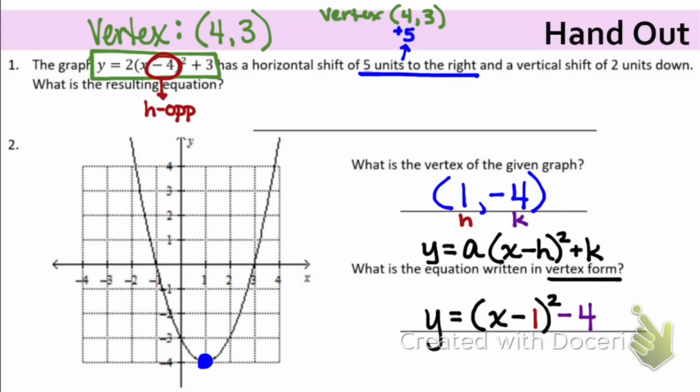What about if I shift it 2 units down? What's that going to affect? The y. What would I do if I'm moving down? I was at 3 and I'm moving down 2. I'm going to subtract 2.